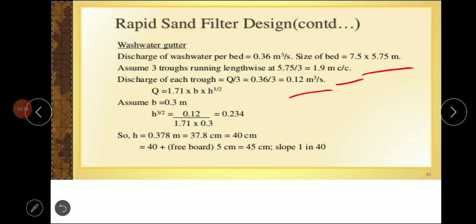Therefore, Q is equal to 1.71 into B into H to the power of 3 by 2. One formula is there. Assume B is 0.3 meter. Therefore, H raised to 3 by 2 is equal to discharge, that is 0.12 divided by 1.7 into B, that is 0.3. The H raised to 3 by 2 is equal to 0.234. So H is equal to 37.8 centimeter. It is rounded to 40 centimeter. So 40 is the H, and assume here freeboard as 5 centimeter. The total depth is 45 centimeter, and provide slope as 1 in 40.